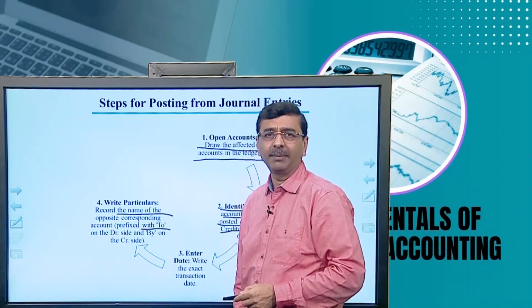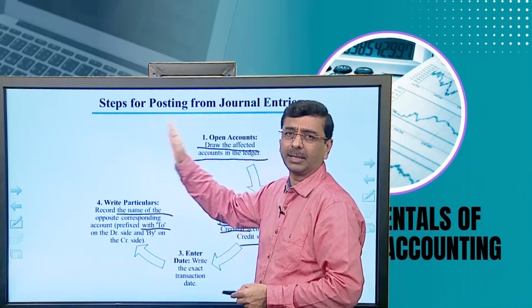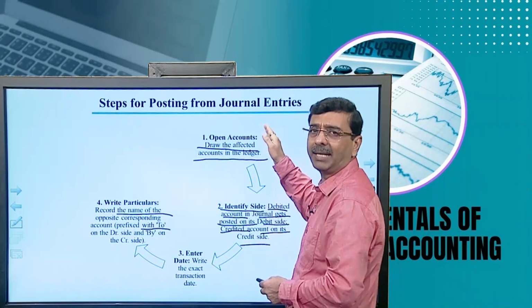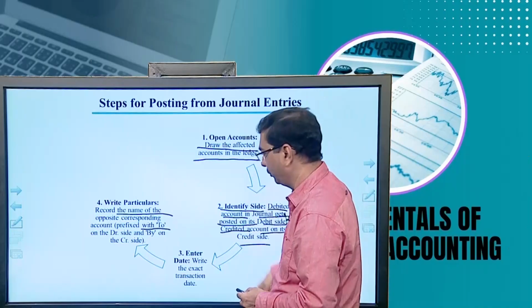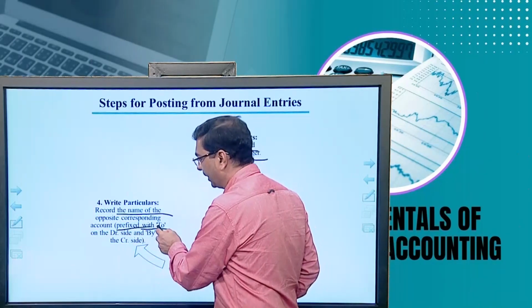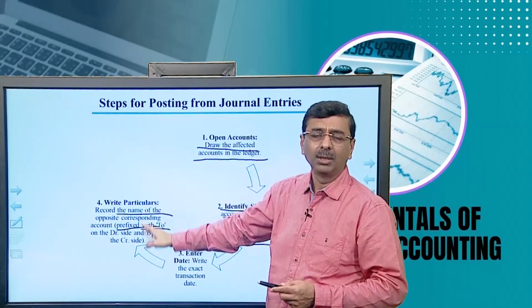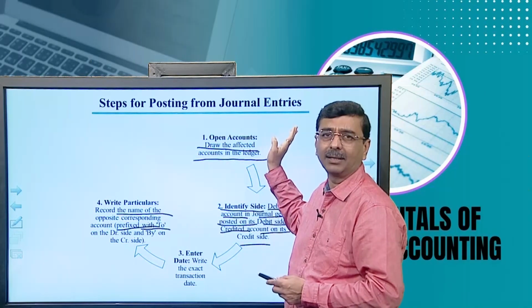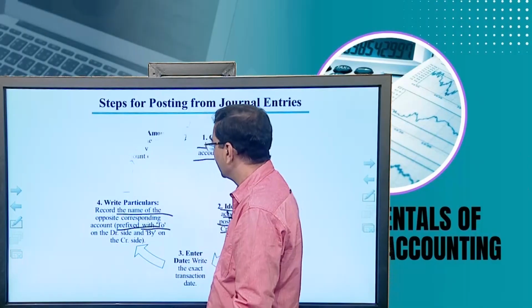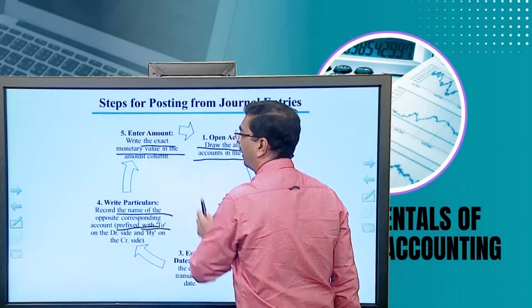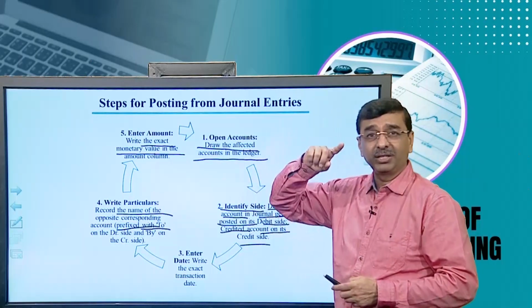The next is to write the particular information, the name of the opposite corresponding account. If you are writing on the debit side, it has to be written "To" and the name of the account. And if you are going to write on the credit side, then "By" and the corresponding account name. So if you are posting on the debit side, you have to write "To", and if you are posting on the credit side, you have to write "By". And enter the amount: write the exact value of the amount which was written in the journal book.